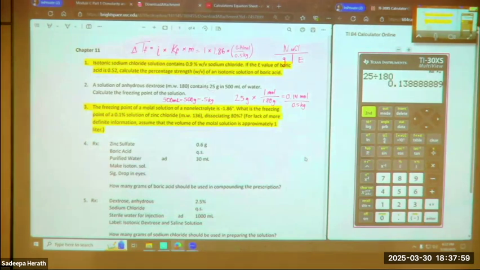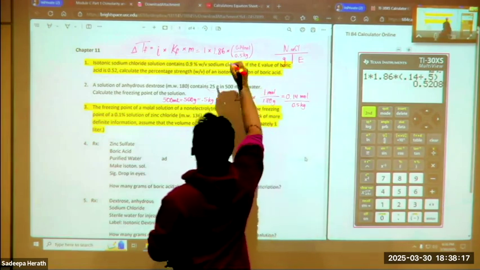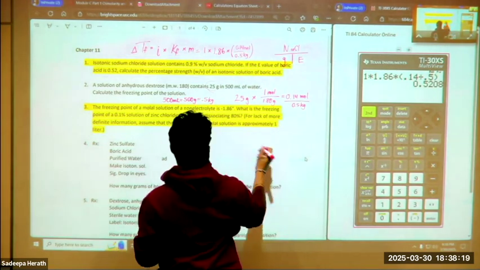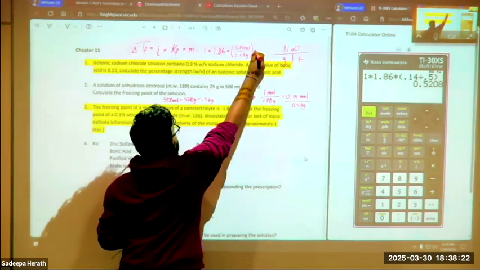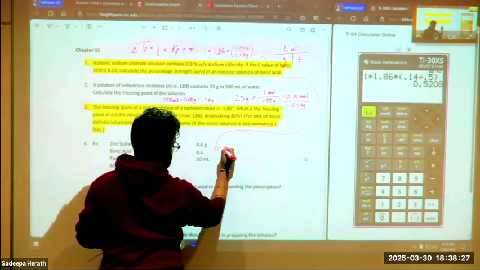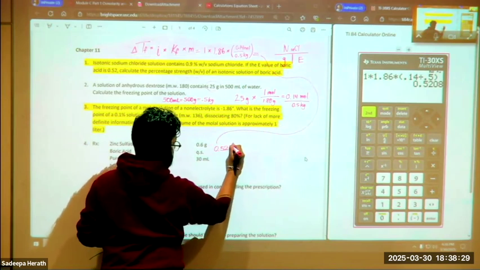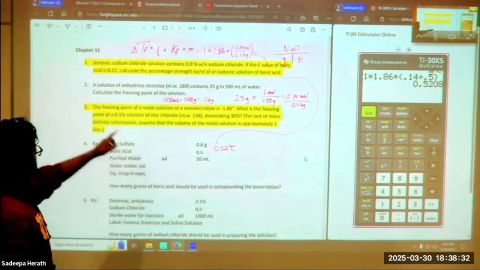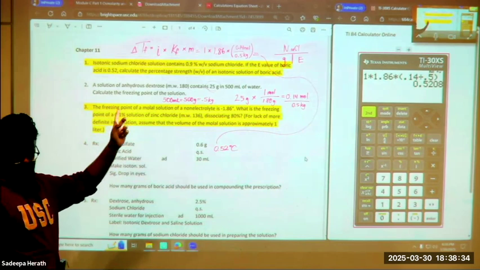So all we got to do now is multiply it all together. 1 times 1.86 times, in parentheses, 0.14 divided by 0.5 equals 0.52. Let's just write it here. 0.52 degrees Celsius. Now that is our change in freezing temperature.